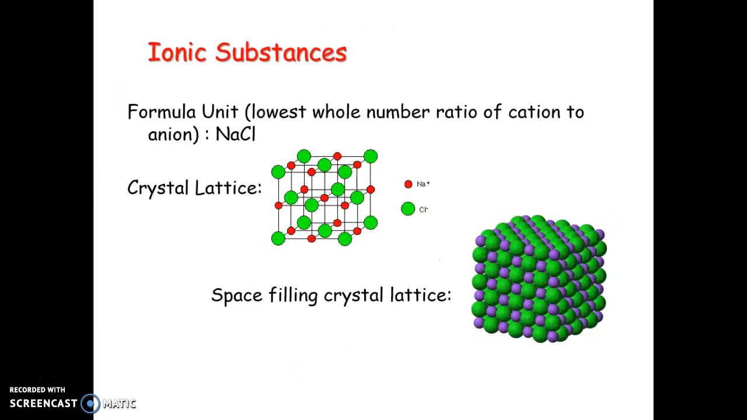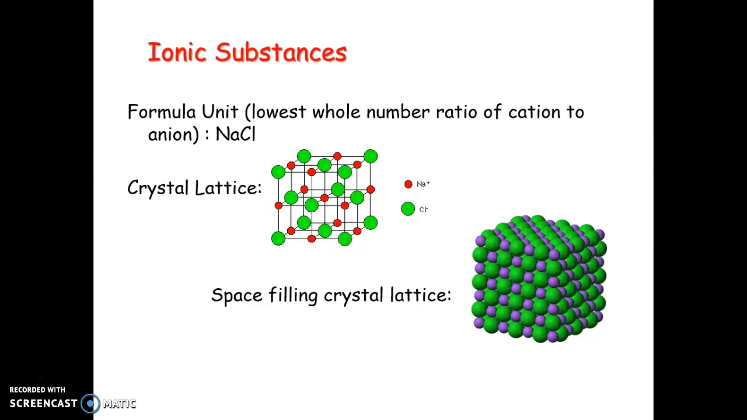All right, if we jump to ionic substances, it's a little easier. Really, the only thing you have to worry about is the formula unit. So not molecular formula, the formula unit. That's not something we emphasize too much in first year, but you're going to see it come up a little more often in AP. So the formula unit is the lowest whole number ratio of cations to anions.